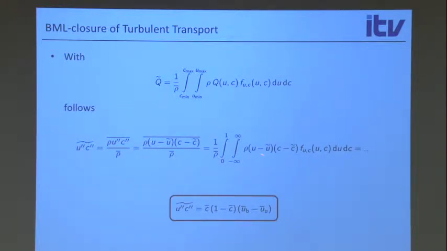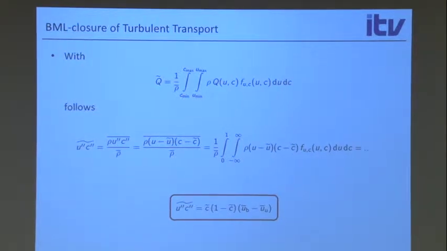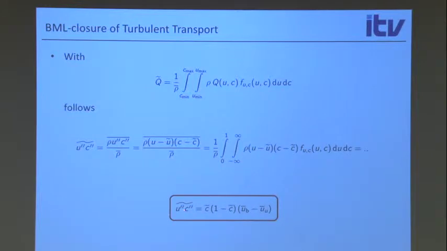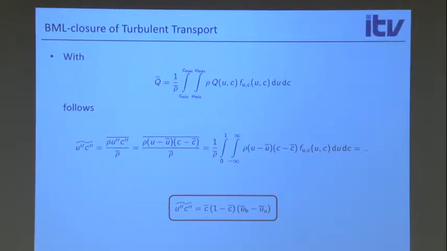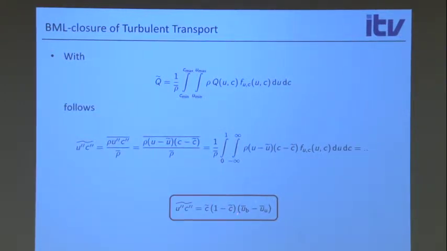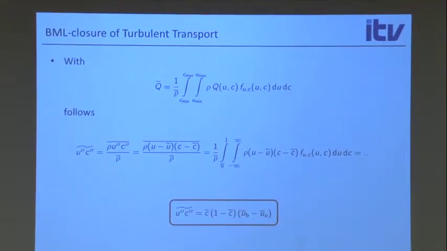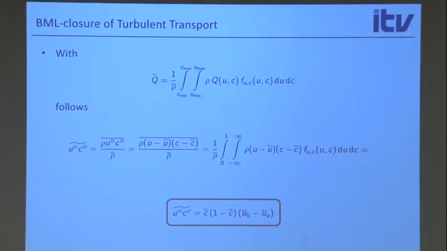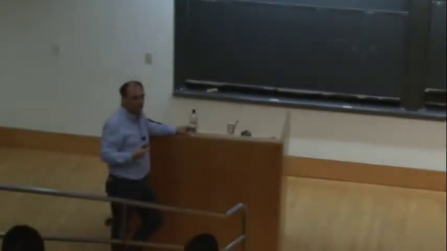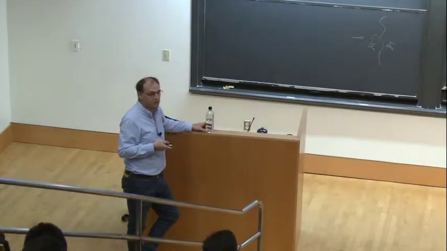I can plug this in, and I can evaluate this. There's some algebra here which is skipped. You can try this at home, but what you get at the end is that this scalar flux is equal to c times 1 minus c times u burned minus u unburned. So u burned is just the mean velocity in the burned, and u unburned the mean velocity in the unburned. Okay? That's interesting, because now just by making this assumption that the flame is thin, it gives me a model for the scalar flux without really any further assumption.